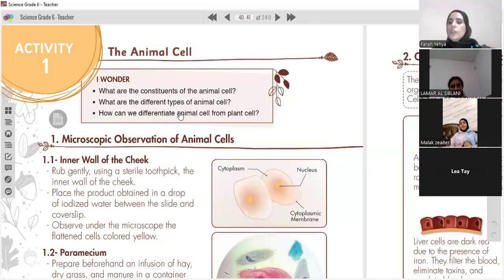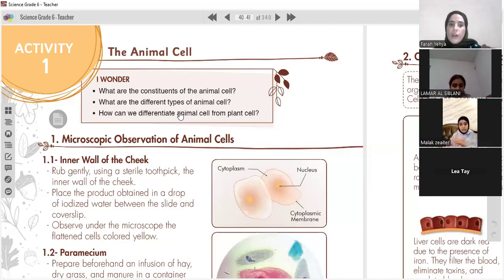So guys, today we have to continue. Let me share the book. We have to continue our activity 1, the animal cell. Already we finished in the previous activity about the plant cell. No need to repeat the same information.